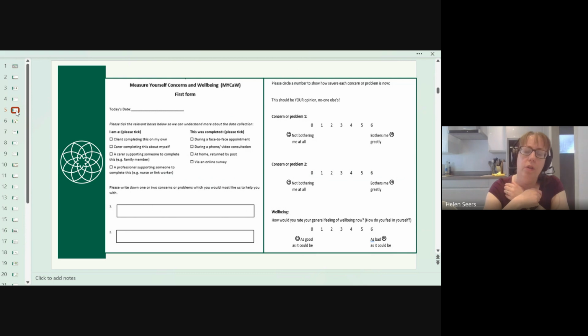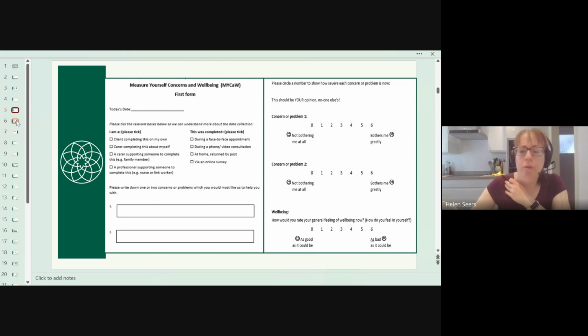Essentially, within your document, you've got the same components where you get people to write down the top 2 concerns or problems you'd most like to have help with. That's what goes in those rectangle boxes. And then you get people to rate how much those concerns bother them on that 0 to 6 scale, with 0 being not bothers me at all and 6 bothers me greatly. So the lower the number, the better, essentially. And well-being is then rated for the person. How do you rate your general feeling of well-being now? How do you feel in yourself?